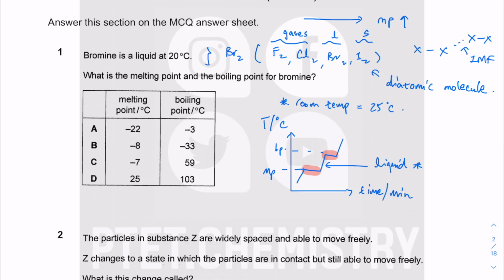Clearly this is negative and negative, so A is out. Again, this is negative and negative. 20 degrees Celsius does not exist in between. 20 degrees Celsius is lower than 25, so 25 degrees Celsius is bigger than 20 degrees Celsius, so D is out. And you can see in between -7 and 59 you have 20 degrees Celsius, where bromine would be a liquid.